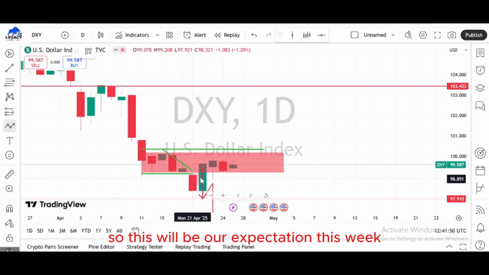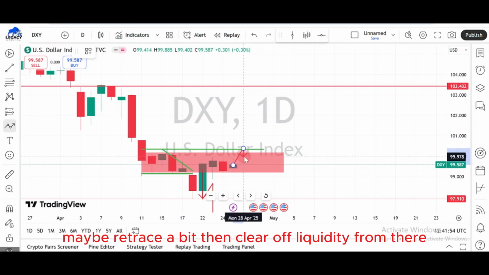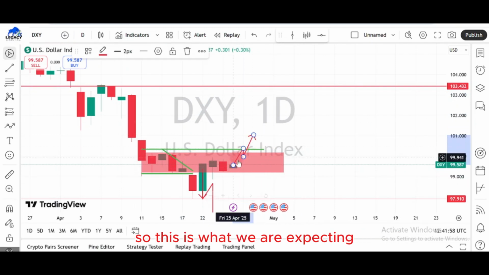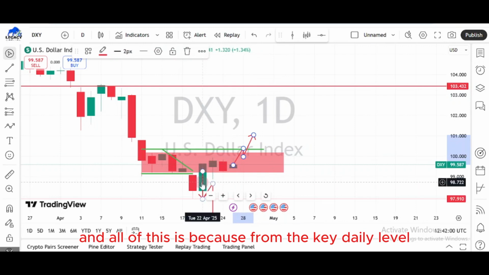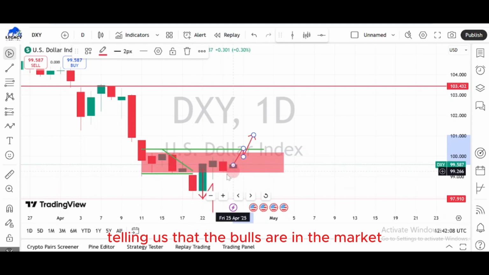So this will be our expectation this week, to see that the market move to this area, maybe retrace a bit, then clear off liquidity from there. So this is what we are expecting, and all of this is because from the key daily level, the market created a bullish engulfment, telling us that the bulls are in the market.